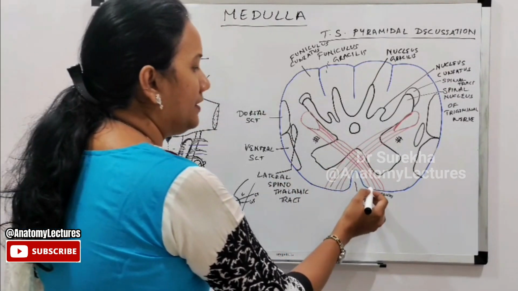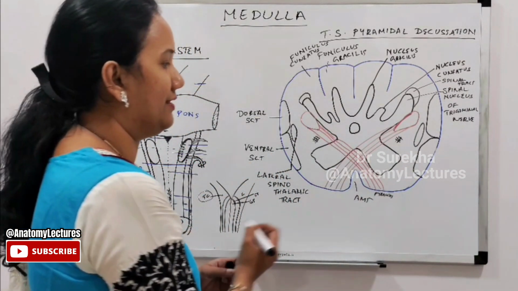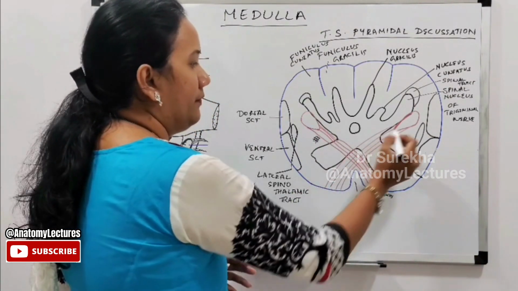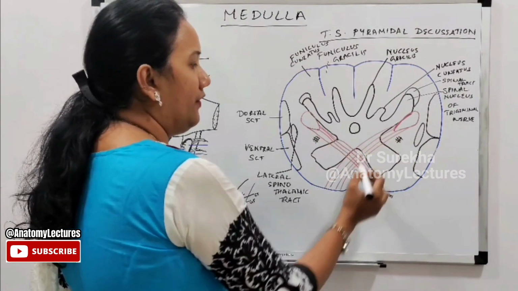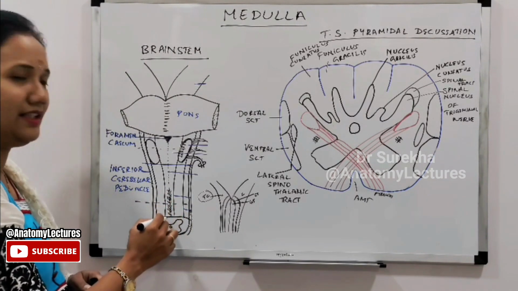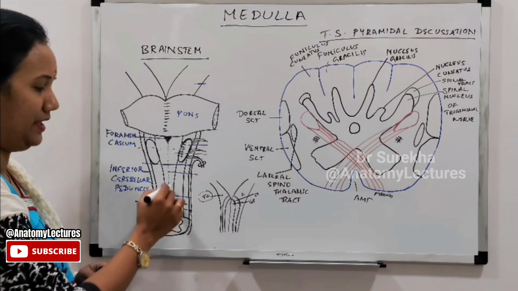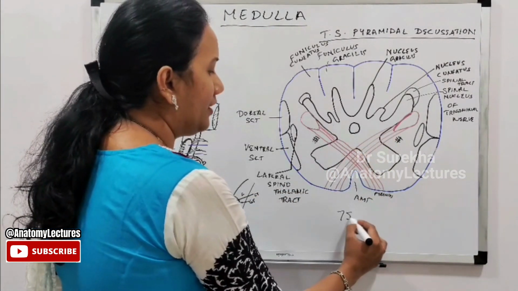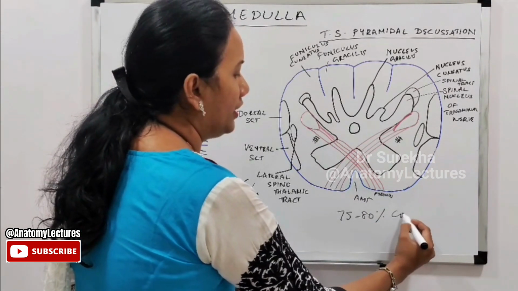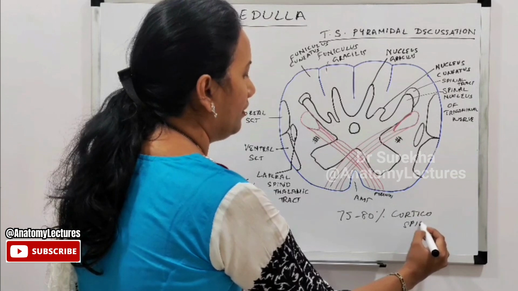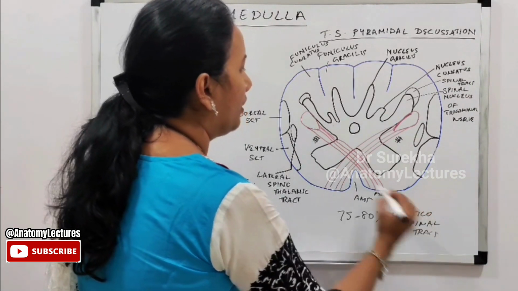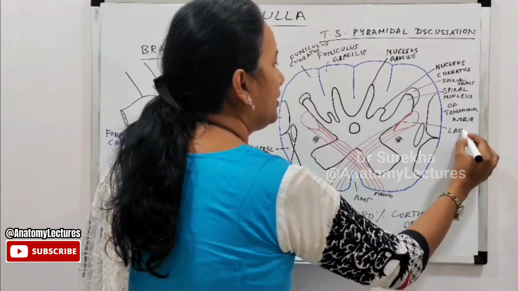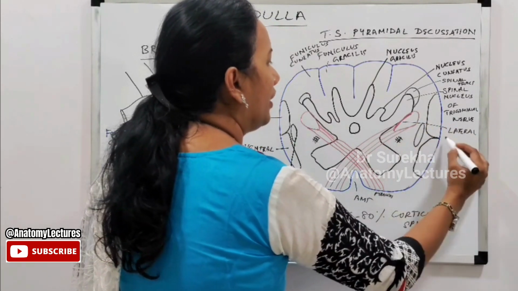Okay. So what happens? The fibers of the corticospinal tract pass backwards and cross over. You can see there is crossing over of the fibers. Because of this crossing over, the anteromedian fissure is being disturbed. It is now becoming discontinuous. There is a crossing over of 75 to 80% of the fibers of the corticospinal tract. They pass backwards and cross over each other and form the lateral corticospinal tract. So this is the lateral corticospinal tract.